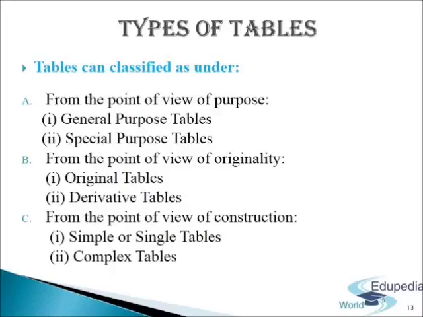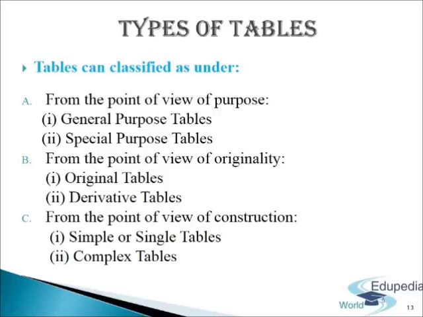B. From the point of view of originality: original tables and derivative tables. Original tables are also called classified tables, which contain statistical information in the form in which it was originally collected. Derivative tables are derived from original tables. They provide totals, ratios, percentages, and other statistical calculations. Such tables can even be derived from general purpose tables.